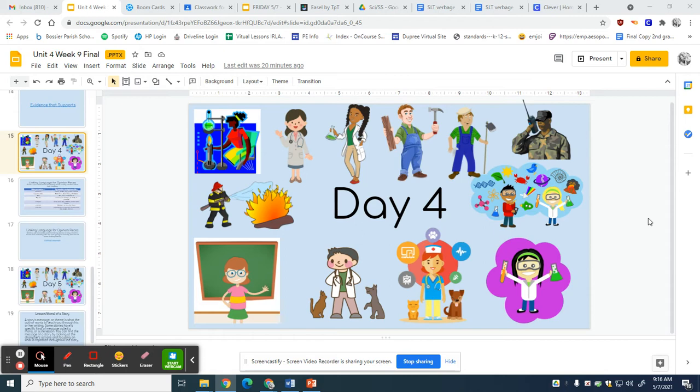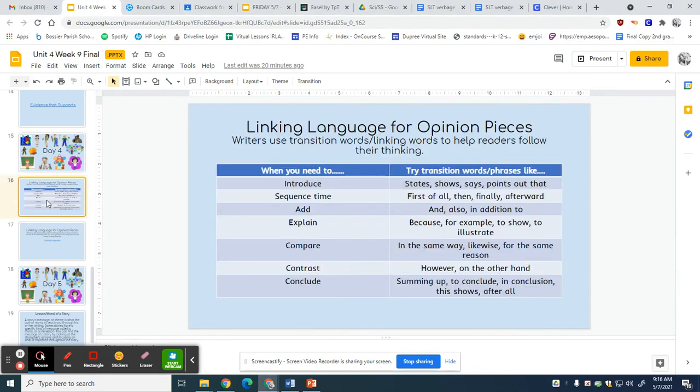This is a review week, so today we are going to review something that we worked on in Unit 4 as well as other units, which is linking language. So here's a chart to give us some good examples. When you need to introduce something, you can try words or phrases like states, shows, says, points out that.